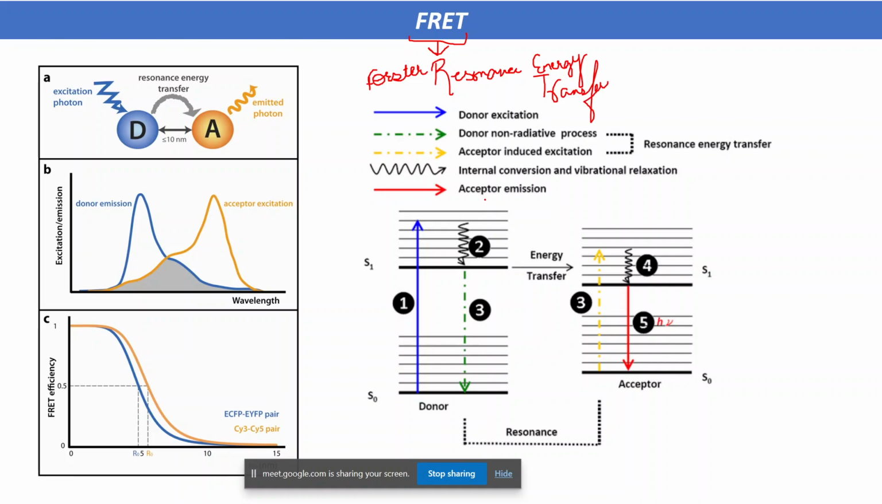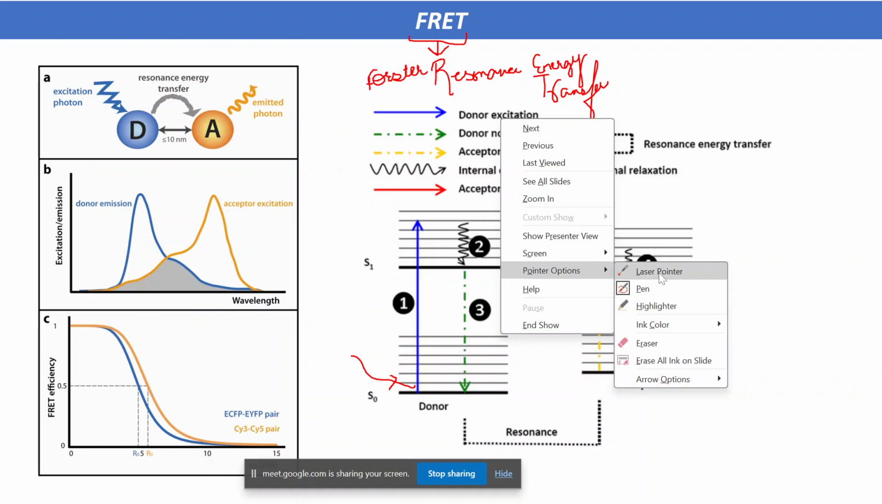So basically what happens in this is, if we excite a donor by giving some light, the donor goes to the excited state where it relaxes back to the lowest vibrational level of the S1 state, and from there it transfers the energy to the acceptor molecule. The green arrow shows the donor's non-radiative transfer process, and the yellow arrow shows the acceptor's induced excitation. These are the resonance energy transfer, while the curly arrow indicates internal conversion and vibrational relaxation.